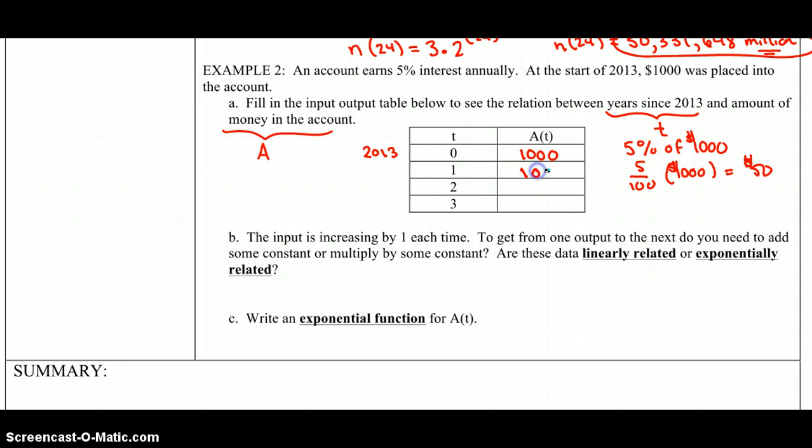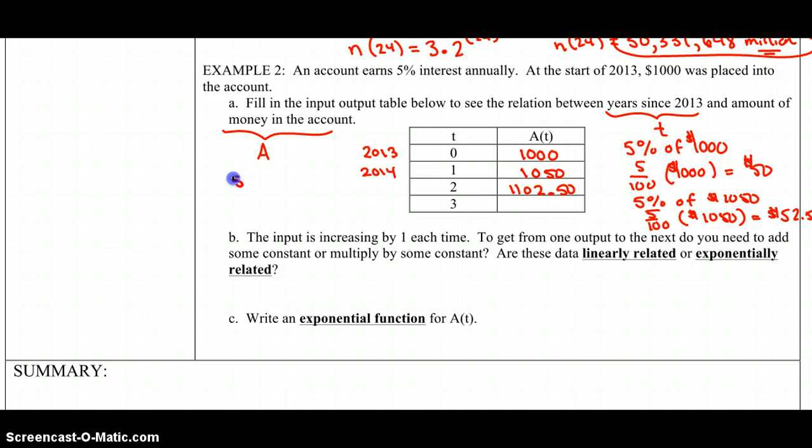So now we have $1,050 in the year 2014. Well, the next year we're going to get 5% of $1,050 added to our account. So we're going to take 5 divided by 100 times 1,050. And we get $52.50. Again, this is the interest, so it gets added to our account that already had $1,050. So if we add that to the account balance, we get $1,102.50.